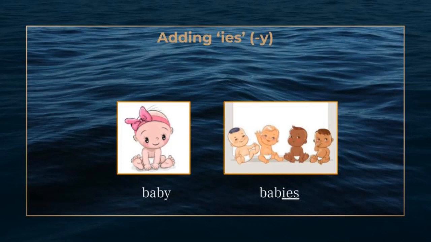The word baby ends with a consonant along with the letter Y. Now what do we have to do? We have to remove the last letter Y and then add IES. So here we have removed the last letter Y and then added IES: babies. The singular noun is baby, the plural form of baby is babies.